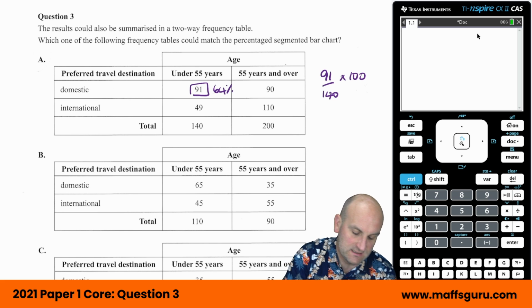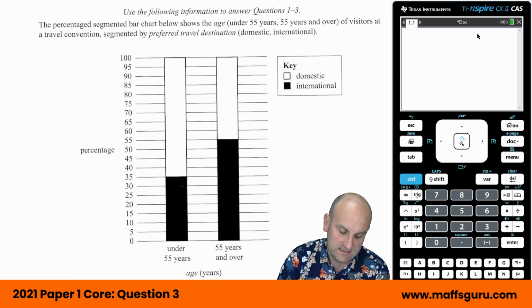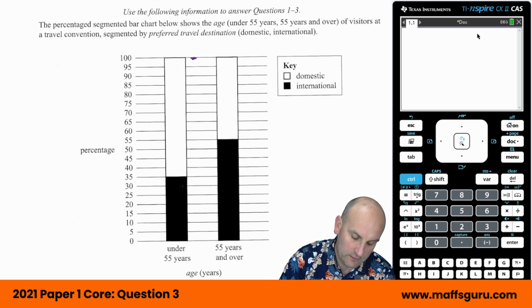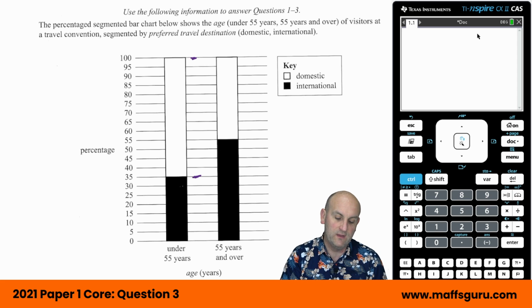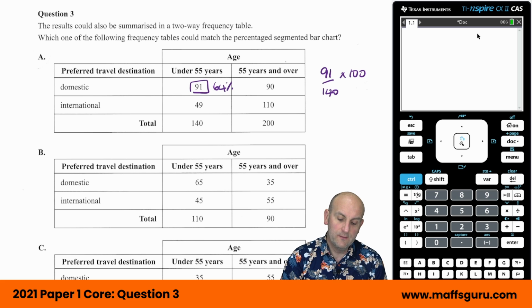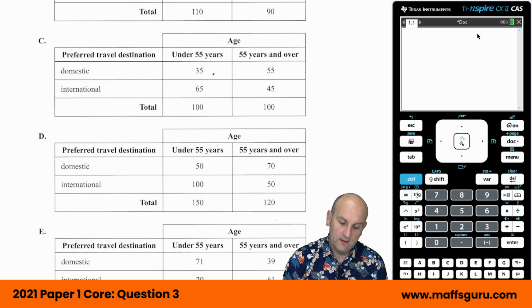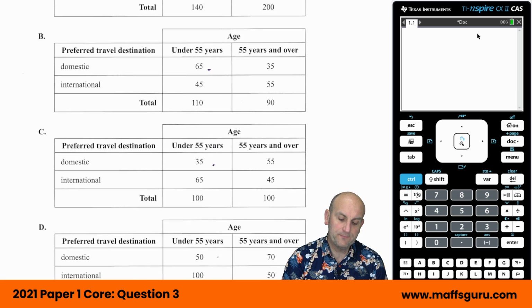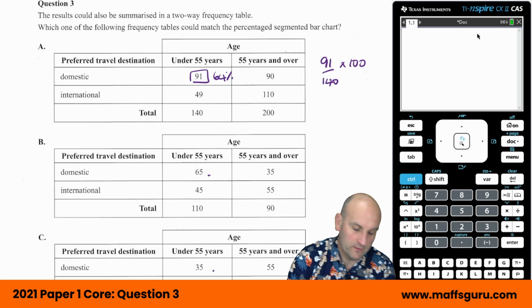If I look there at domestic under 55, so if we scroll back to my diagram, domestic under 55, well, it goes from 35 to 100, or probably just below that 35, in which case that there is the 65. There was no point checking any of the others. I quite like this question because if you notice for B, there were 65, 35, 50, and 71. So if we look at all of those values there, basically that was the only one that fit. So A for question 3.